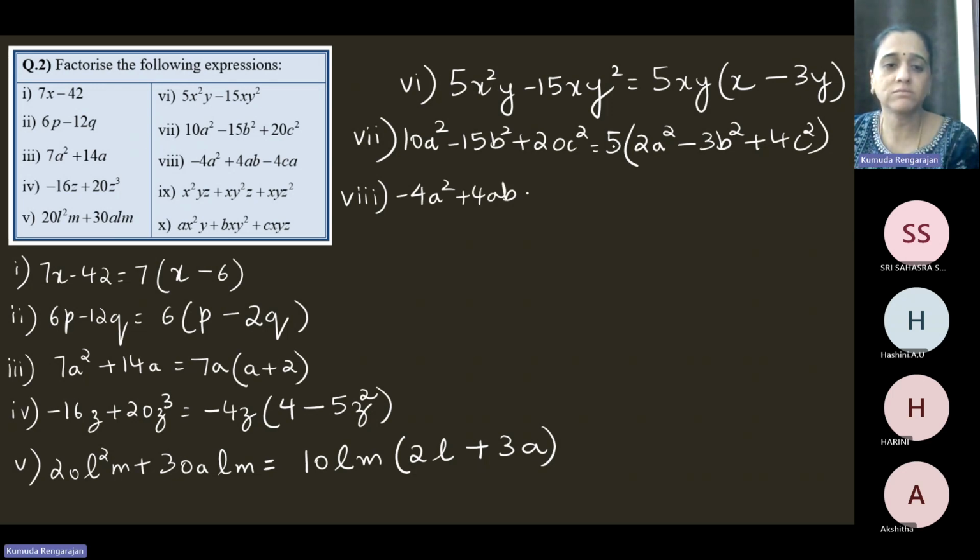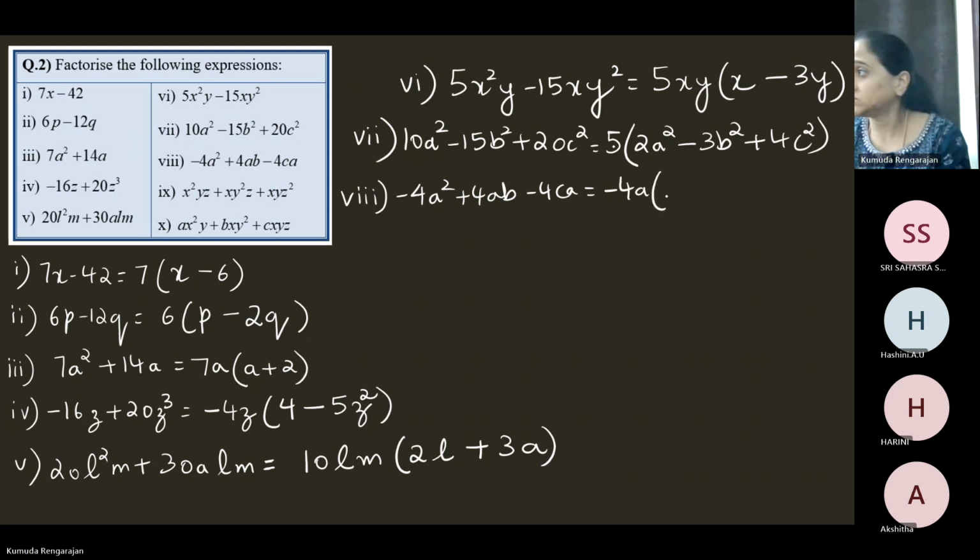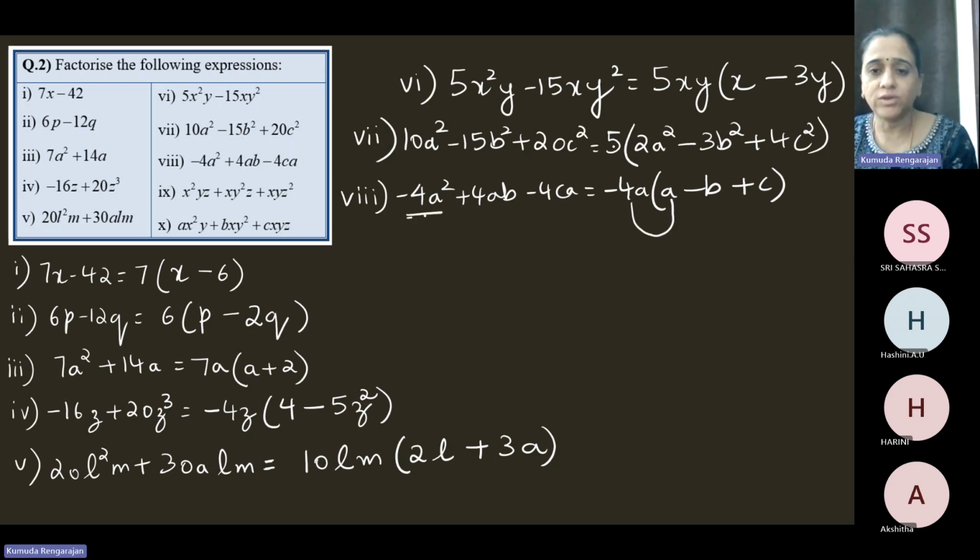Avnish, next one. HCF, how many terms? Now the first term has a minus sign, so take a minus. HCF of the three terms? 4a. Yeah, then a plus b, c. Because minus 4a into a is minus 4a squared.